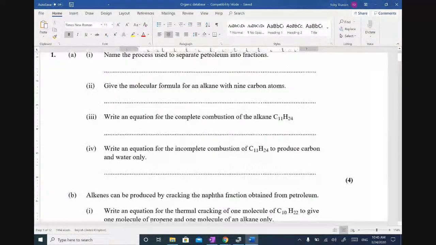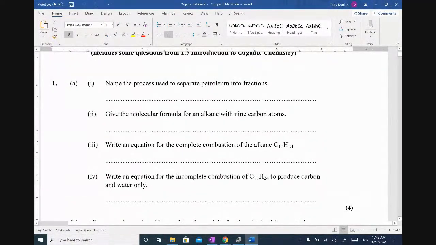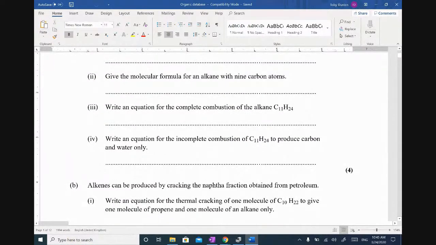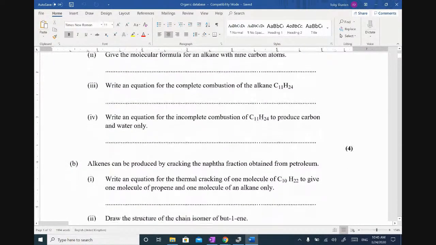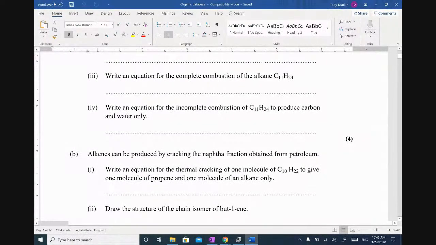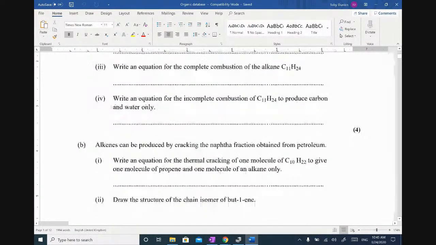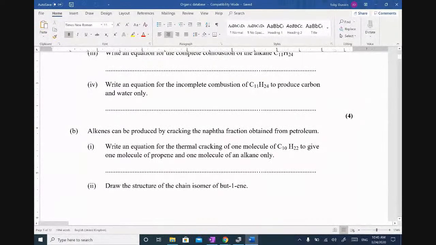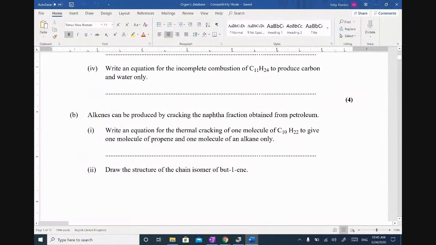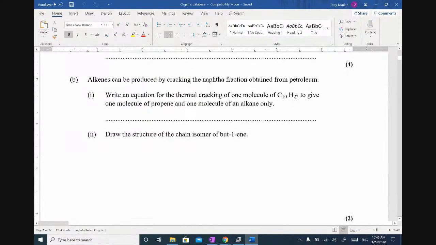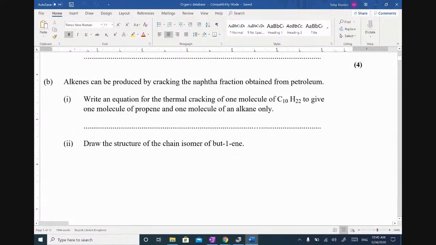So we've already done name the process to separate fractions, fractional distillation; give the formula of an alkane with 9 carbons, nice and easy; write the equation for complete combustion of undecane, nice and easy; write the equation for the incomplete combustion of undecane to produce carbon and water only, particulates, global dimming. Write the equation for thermal cracking.